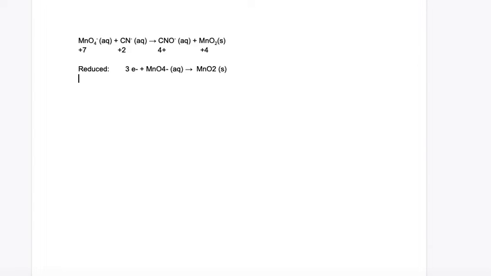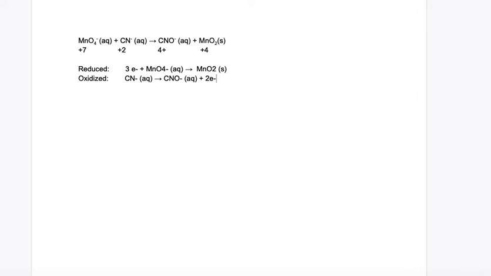Okay, so then we go to the next one. So oxidized, you have your carbon going from a 2 to a 4. So I've got CN-, he's in solution, goes to my CNO-, and he's in solution. All right, so we went from 2 to 4, so 2 electrons were lost here. So I'm going to put plus 2 electrons.